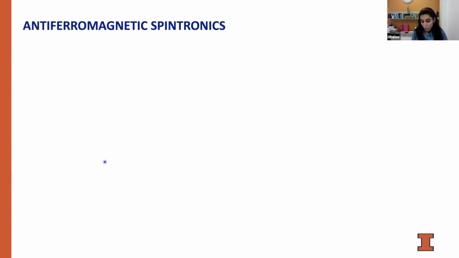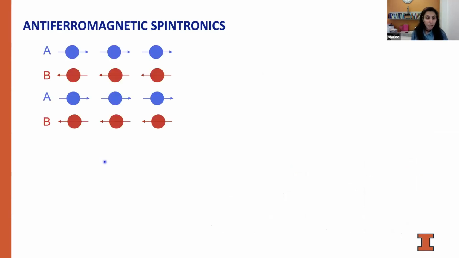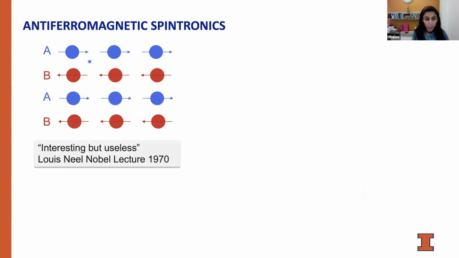in looking into antiferromagnetic spintronics. Antiferromagnets, as we all know, are materials in which the moments on the neighboring atoms are aligned in an anti-parallel fashion. This is an example of a layered antiferromagnet where we can see antiferromagnetic coupling across these crystallographic planes and ferromagnetic coupling within the plane. But on the whole, there is a cancellation of the net magnetic moment. In his 1970 Nobel lecture, Néel said that these were interesting materials, but probably wouldn't have any use.